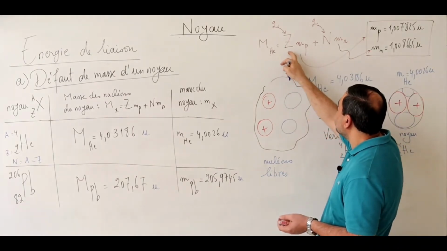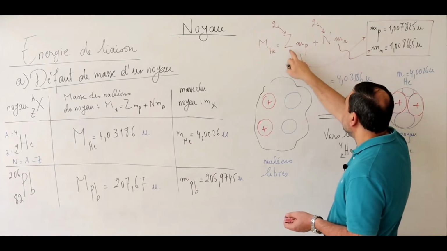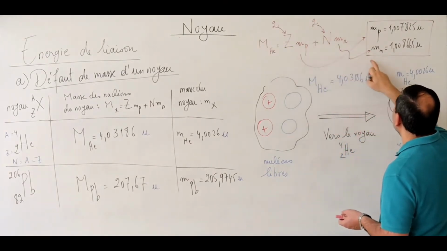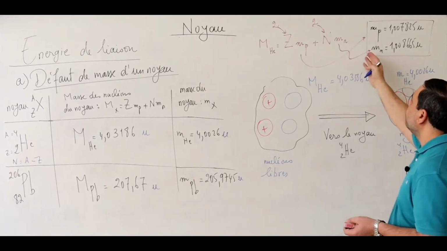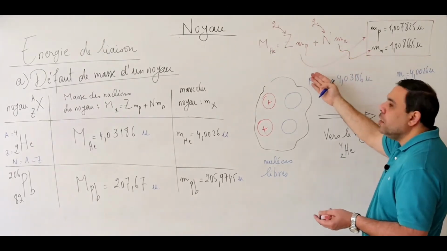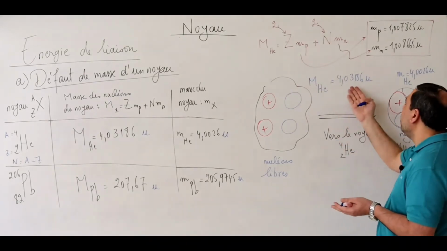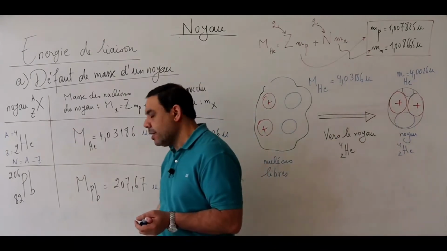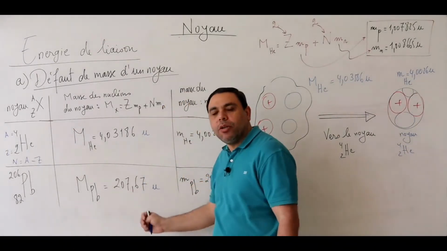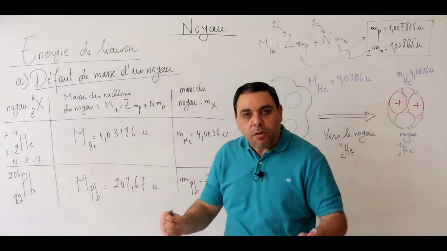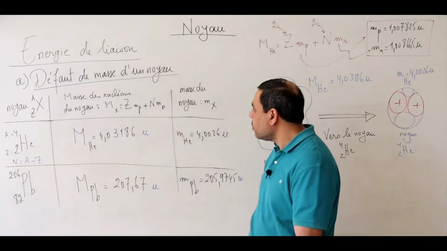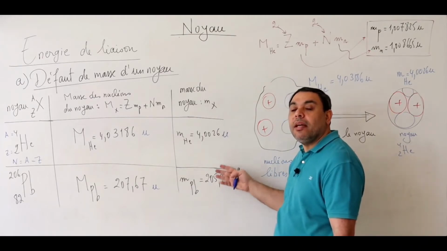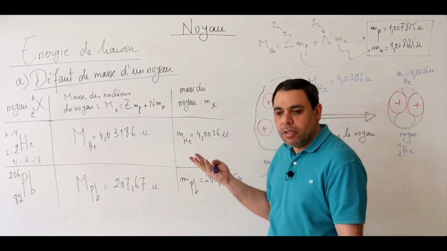The mass of the nucleons of helium equals ZMp plus NMn. Z for helium is 2 and N is 2. The mass of a neutron and that of a proton are given here, so we can find that the mass of the nucleons that form the nucleus is 4.03186 u. Similarly, we can calculate the mass of the nucleons that form the lead nucleus. Here we have the mass of the nucleus.